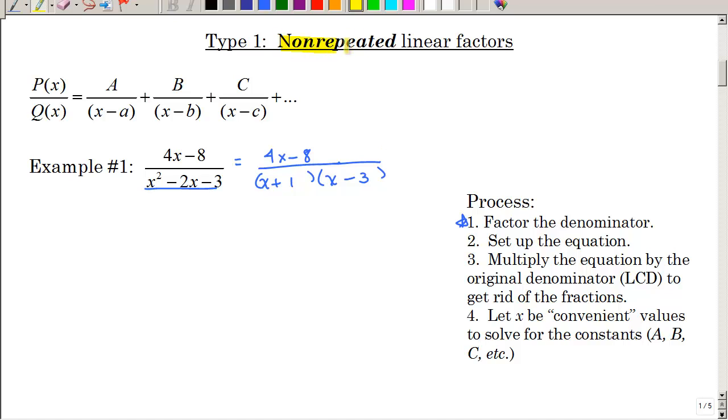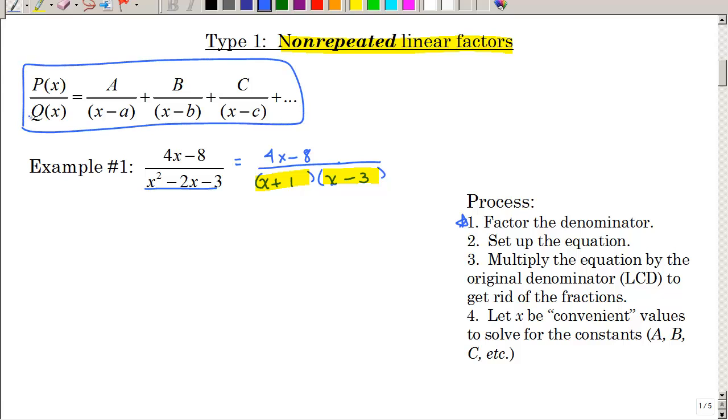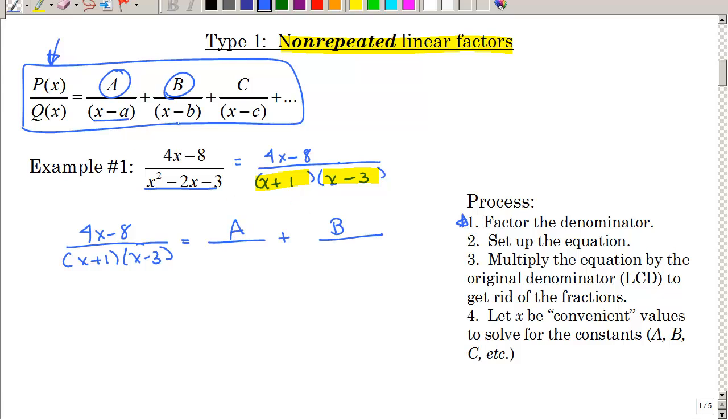Let's go back to these words, non-repeated linear factors. Those are linear because x is to the first degree, and of course they're different, so they're not repeated. How are we going to set this up? Well, we're going to take the original fraction, which is 4x minus 8 over x plus 1 times x minus 3, and we're going to say this equals two fractions, some constants a and b over our two, in this case, linear factors. So that was step two. We're going to set up the equation.